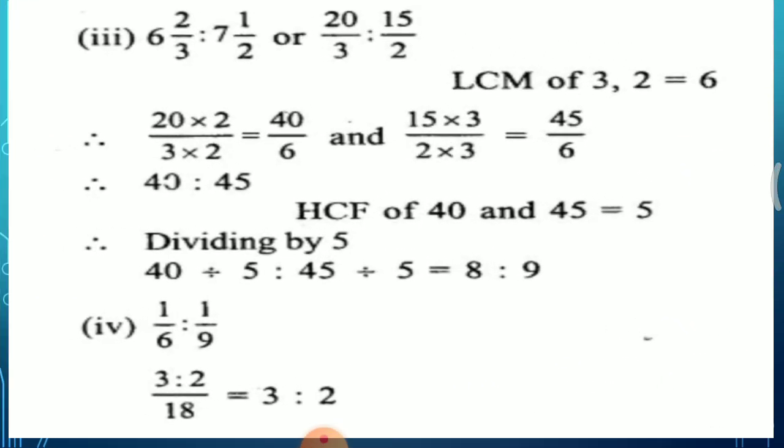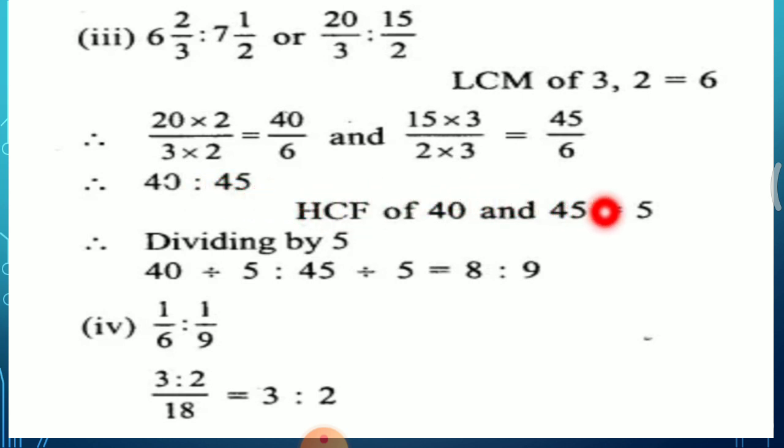Next question is 6 ratio 6 whole 2 by 3 ratio 7 whole 1 by 2. Or 6 threes are 18 plus 2, 20 by 3, ratio 7 twos are 14 plus 1, 15 by 2. At first you take the LCM of 3 and 2, which is 6, and change them into like terms, so 40 by 6 and 45 by 6, okay? You take 40 ratio 45.